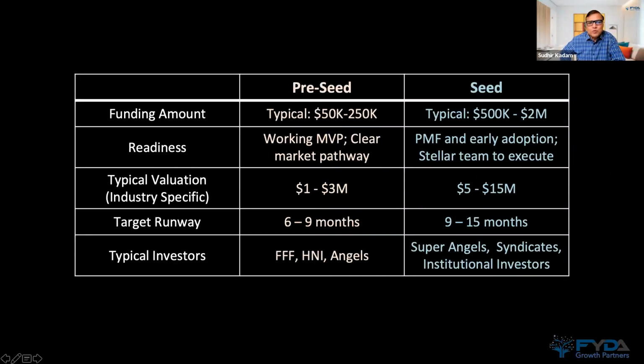I think most of you may be aware of it. A pre-seed round is typically 50 to 250K. A seed round is $500,000 to 2 million. These are typical; there are always exceptions. Typical industry valuations are 1 to 3 million for a pre-seed round, and 5 to 15 million for a seed round. Your runways are also there, and who the typical investors are is all very clearly written here. This slide is coming to you, so you can read it later also.